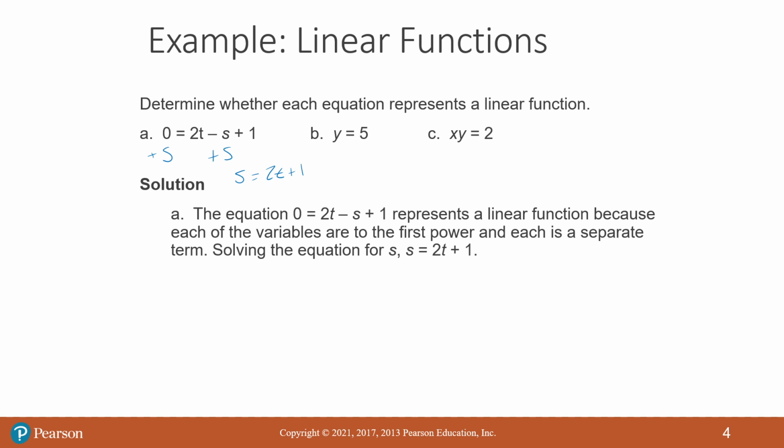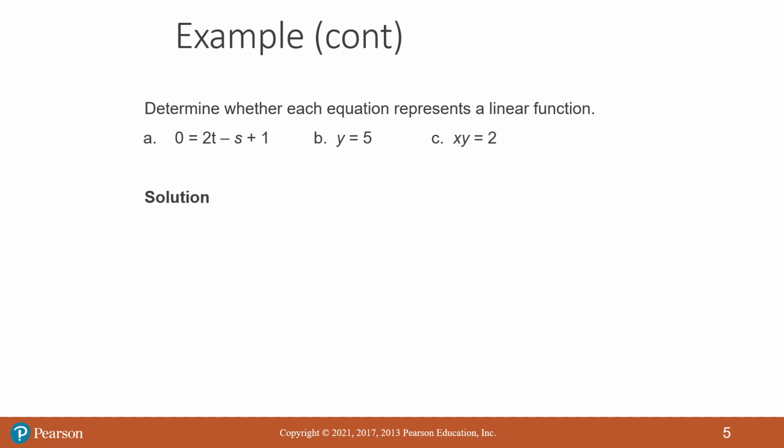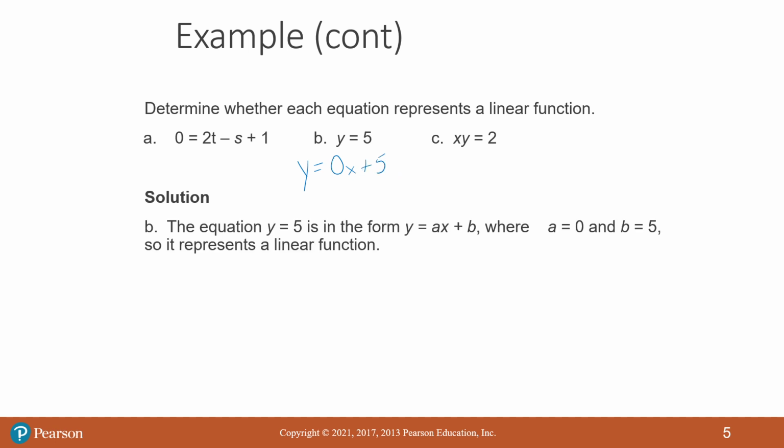Now, how about b? b is y equals 5. With y equals 5, this really could be the form ax plus b, because in this case the a could just be 0. 0 times x is 0, which would just leave you with y equals 5. So the equation y equals 5 is in the form y equals ax plus b, where a equals 0 and b equals 5. So it represents a linear function as well.